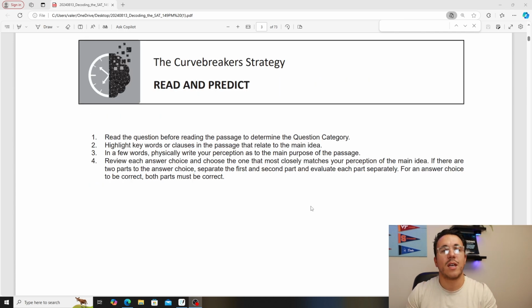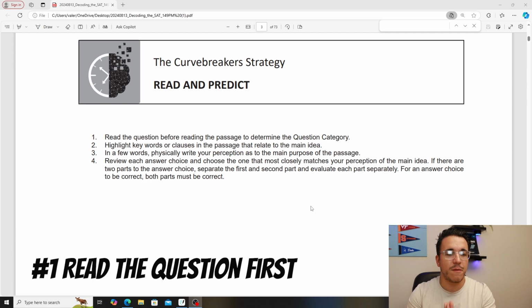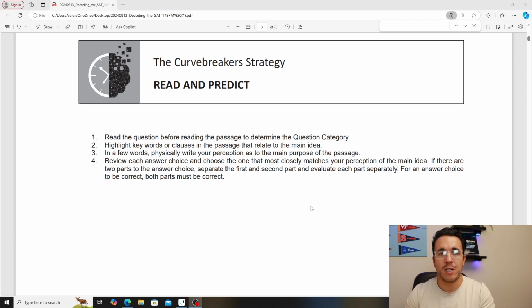All right, so once again, guys, the strategy: read and predict. Number one, you want to read the question first before you read the passage to determine the question category. This is so important. I say this every time. You read the question stem first, then you read the passage. You want to make sure that you keep yourself in the right mindset. A vocabulary question is very different from a main point question, very different from a strength and weaken question. So we need to make sure we're thinking with the right mindset from the beginning of the problem.